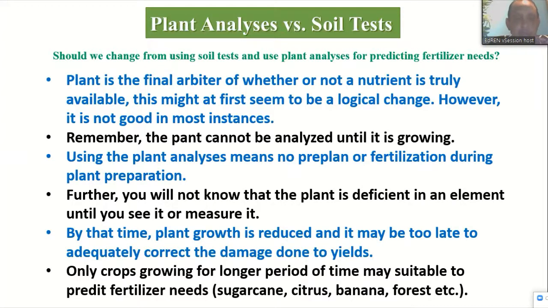By that time, plant growth is reduced, and it may be too late to adequately correct the damage done to yields. For example, if you want to see the deficiency symptom on the plant, you have to grow it. But sometimes when the deficiency symptom can be seen, plant growth has already been reduced sufficiently, and that growth reduction reduces the plant yield.